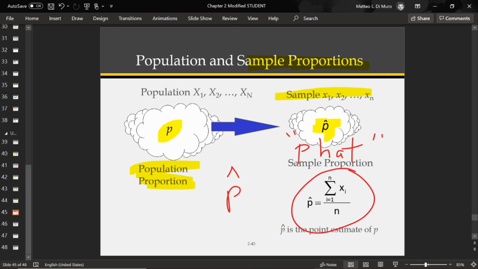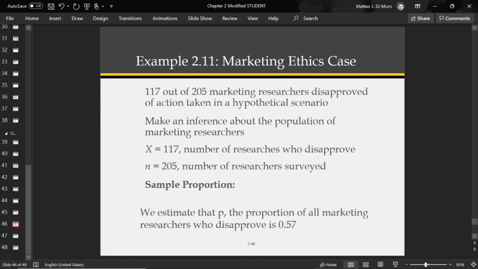Now, I usually don't do a question on this. I have a question, and I suppose I'll do it. But I don't do it because a proportion means you're calculating a percentage, right? You know how to do that. But in case you need a refresher, here's a marketing ethics case question. 117 out of 205 marketing researchers disapproved of an action taken in a hypothetical scenario. So make an inference about the population of marketing researchers, of X, the ones who disapprove, versus N, the total surveyed. So this is the sample.